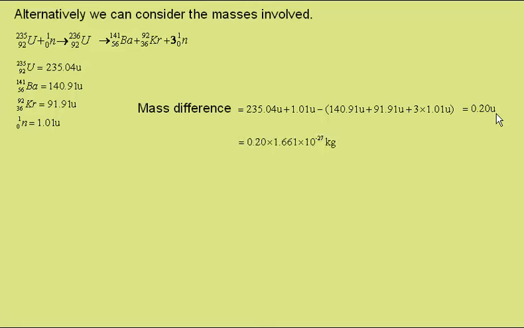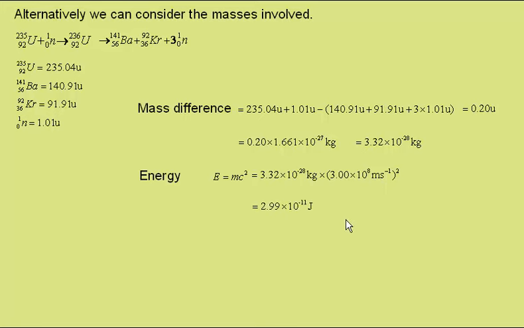To get this into kilograms, we multiply by the value of the atomic mass unit, 1.661 times 10 to the minus 27 kilograms, given on the datasheet, giving 3.32 times 10 to the minus 28 kilograms. To convert this to joules, we use energy is mc squared, putting in the values with the speed of light given on the datasheet, gives 2.99 times 10 to the minus 11 joules.